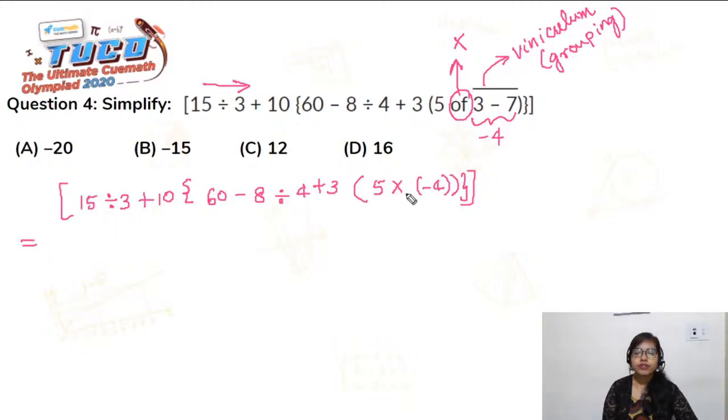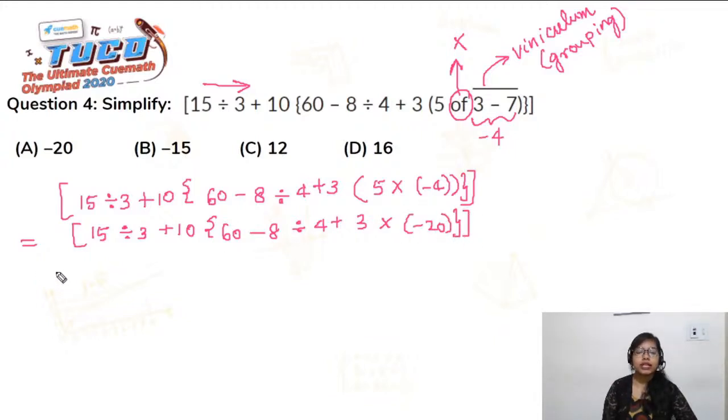Next we are again going to solve this. So this is going to give us 15 divided by 3 plus 10, and then you have 60 minus 8 divided by 4 plus 3 times of 5. 5 times negative 4 is negative 20, right? So we have negative 20 here. Okay. The next thing we could do is 15 divided by 3 plus 10.